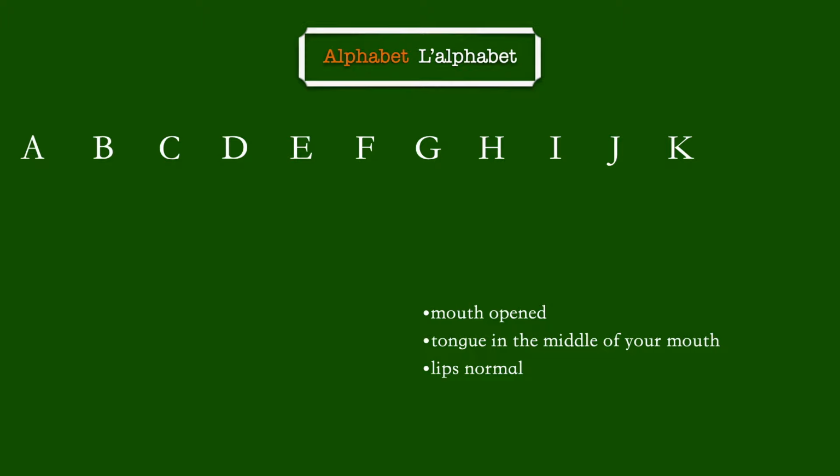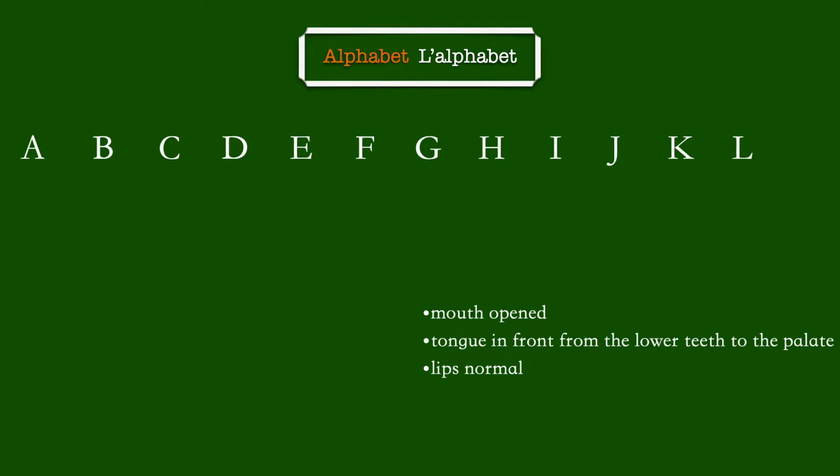What about the K letter? We pronounce it K. What you need to know about this letter is that you need your mouth to be opened, your tongue in the middle of your mouth, and there is nothing special about your lips, they just need to be normal. K.